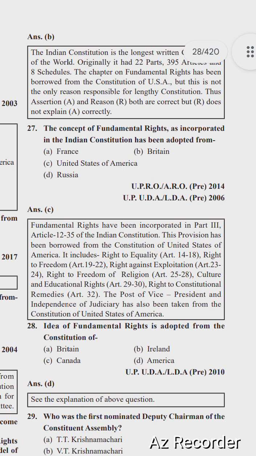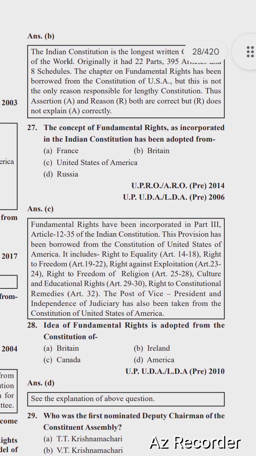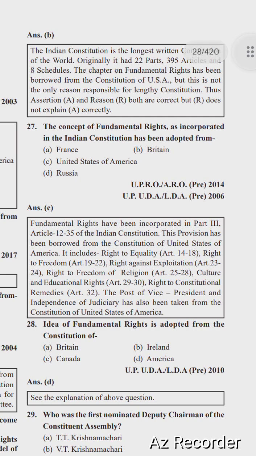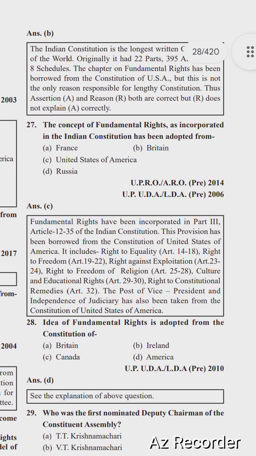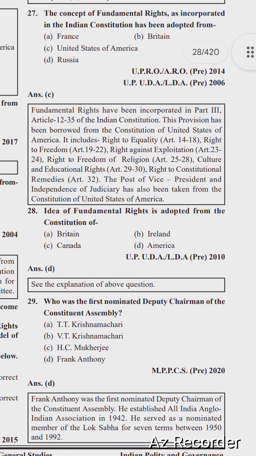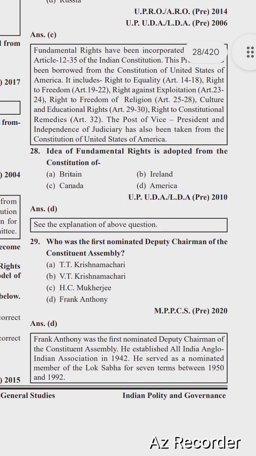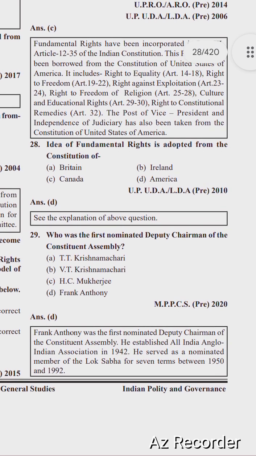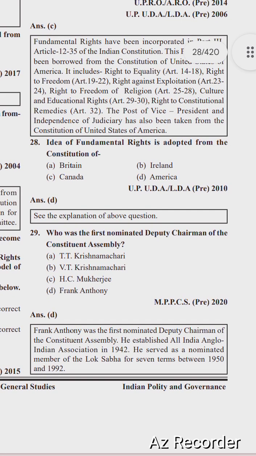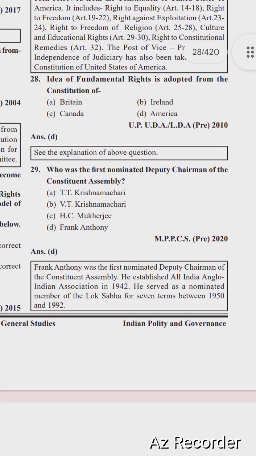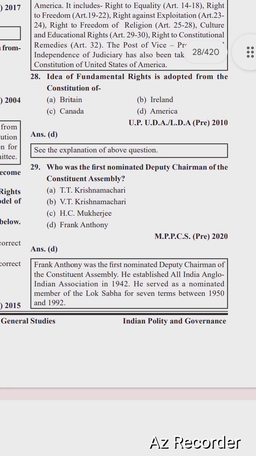Next question is, the concept of fundamental rights as incorporated in the Indian Constitution has been adopted from which country? Options are French, Britain, USA, and Russia. The right option is option C, United States of America. So the next question is, the idea of fundamental rights is adopted from the constitution of which country? Options are Britain, Ireland, Canada, America. The right option is option D, America.